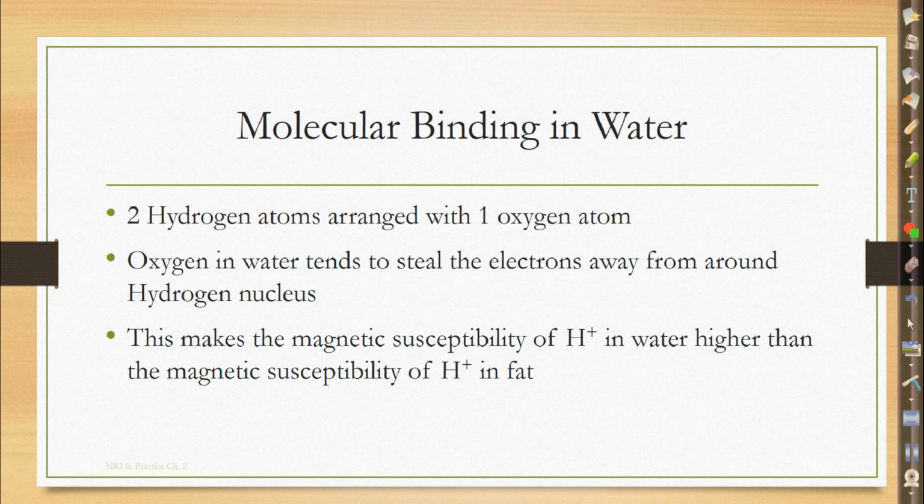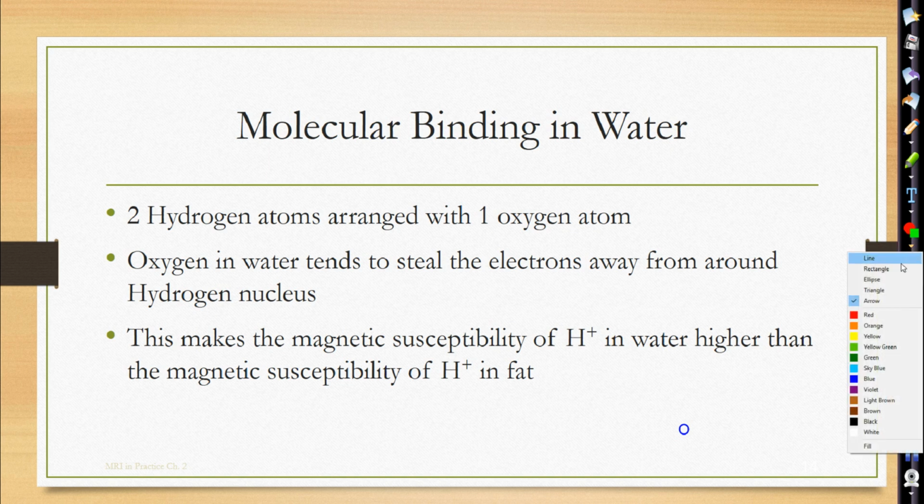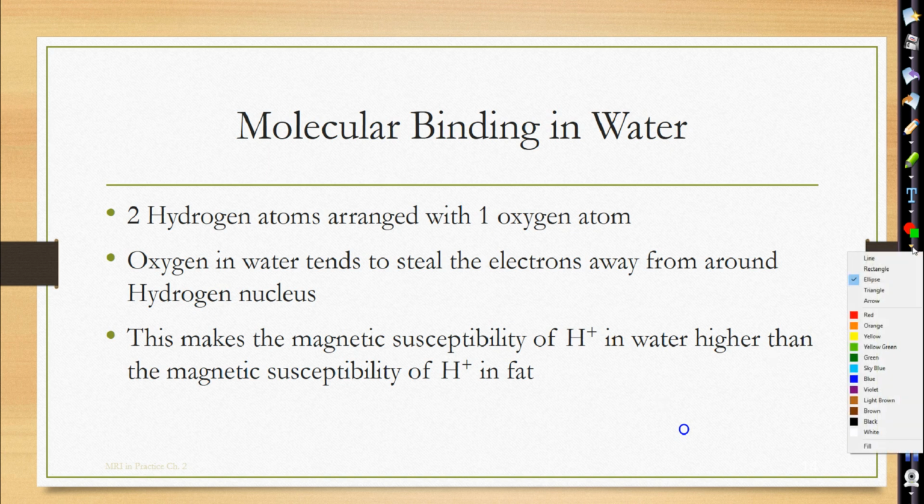But then we have water. So we have 2 hydrogen atoms arranged with 1 oxygen atom. So let's just draw that out. So going back to your first physics class with Don, how many electrons do we have around oxygen? In the first shell we have 2, but how many electrons in general? What's our atomic number of oxygen? 8, right? Okay, so let's think about it for a second.